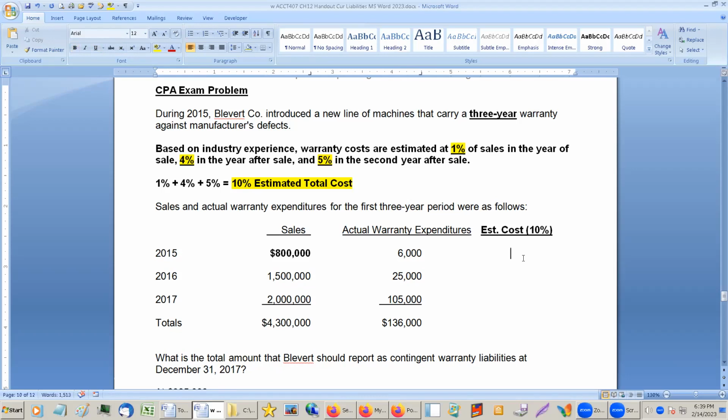Okay, so 800,000 times 10% is 80,000. And then $1.5 million, 10% of that is what? 150,000.